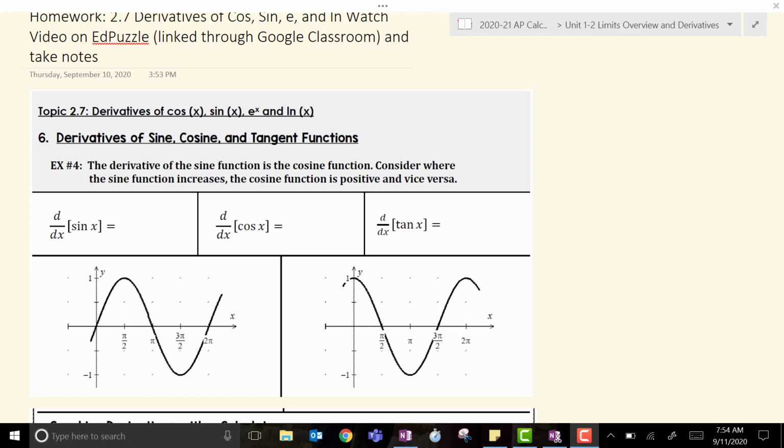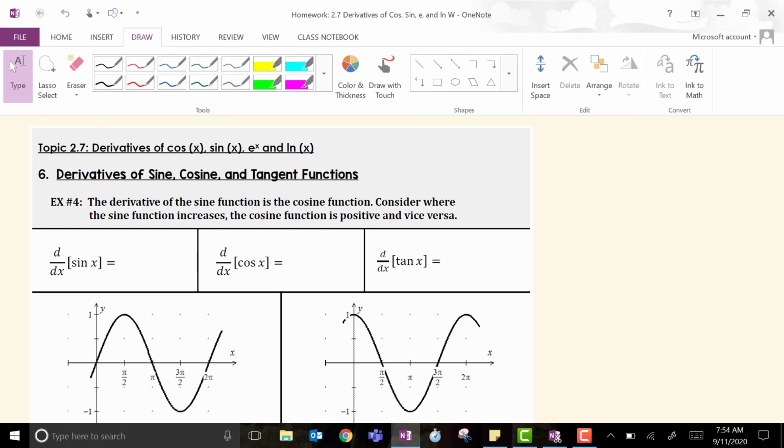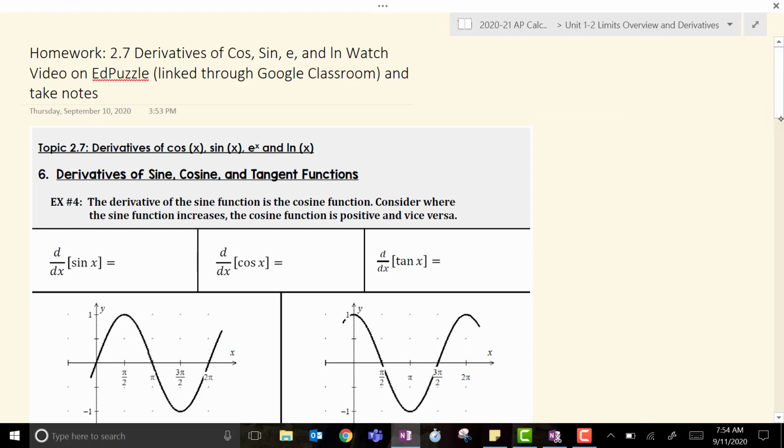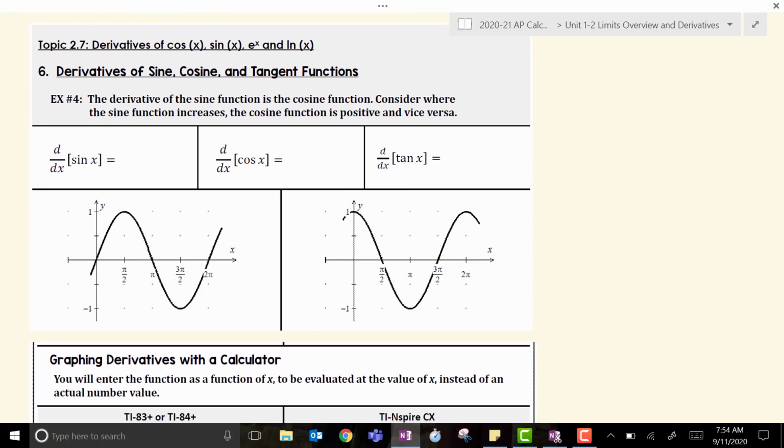Today we're going to be looking at the derivatives of cosine, sine, e, and natural log. So the instantaneous rate of change of all those functions. Very first thing that we need to note here, and we'll describe this a little more in detail in a second, but the derivative of sine is going to be cosine of x. Derivative of cosine is going to be negative sine of x. Tangent, we will worry about it later, but it is secant squared. We'll talk about that another time.